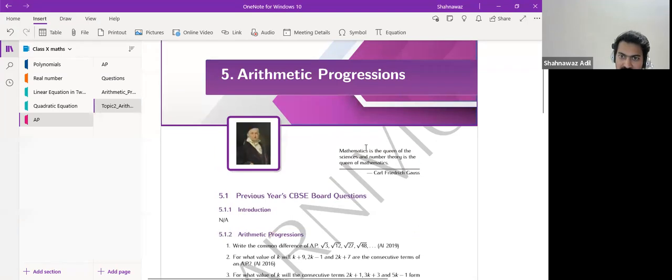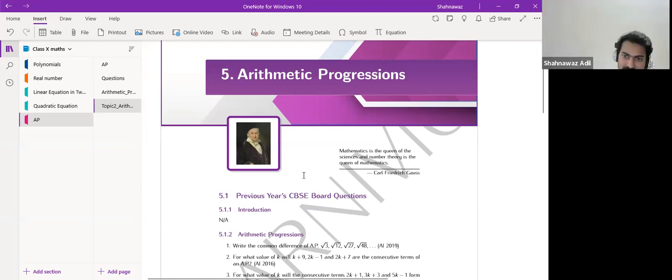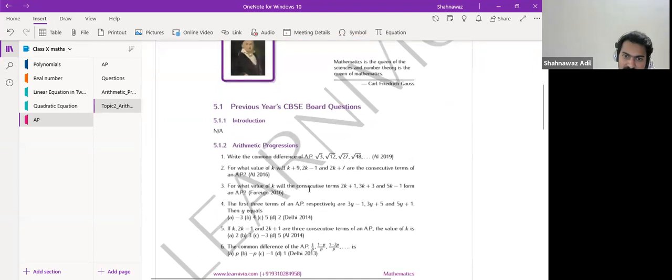Mathematics is the queen of all the sciences, and number theory is the queen of mathematics, right? So Carl Friedrich Gauss. So yeah, mathematics is important.